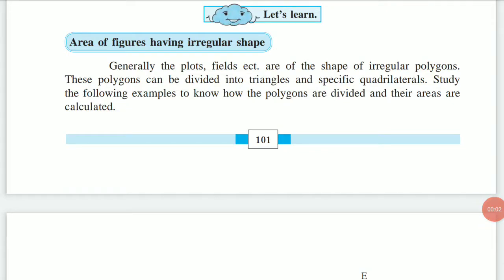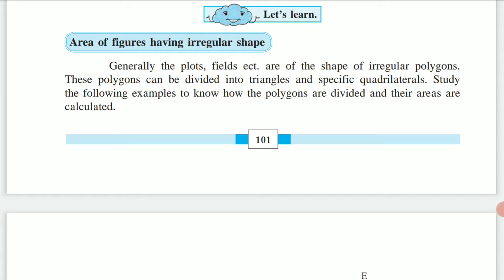Good morning, students. Today we are going to see how to calculate the area of figures having irregular shapes. In the previous lecture, we have studied the area of rectangle, triangle, etc. Today we are going to see how to calculate the area of irregular shaped figures.